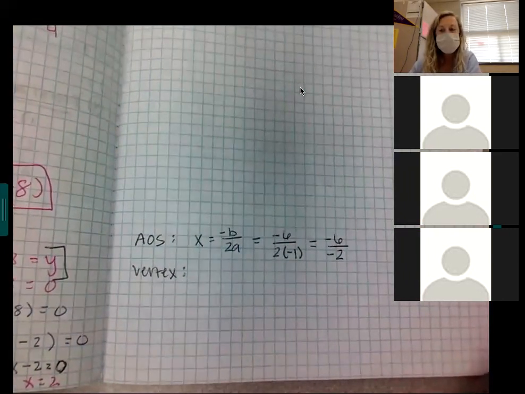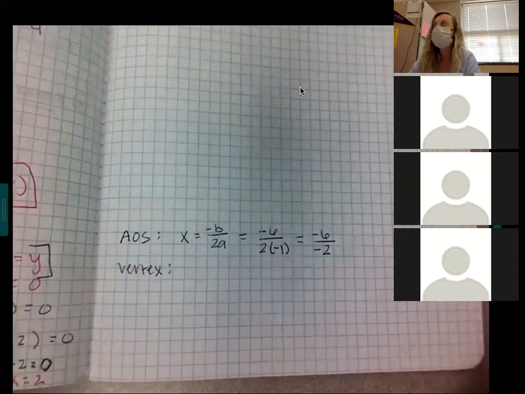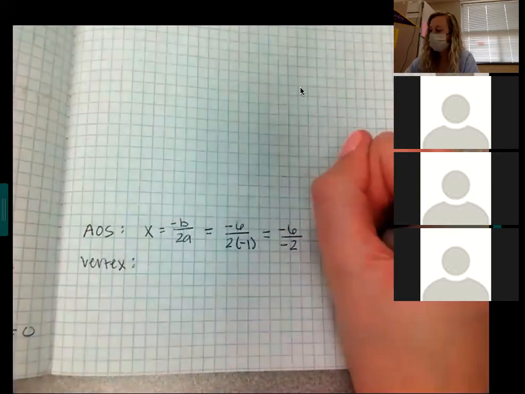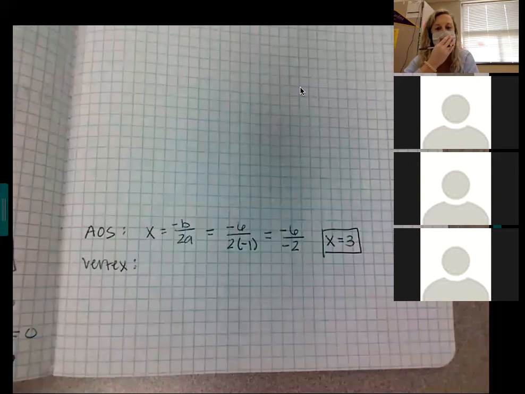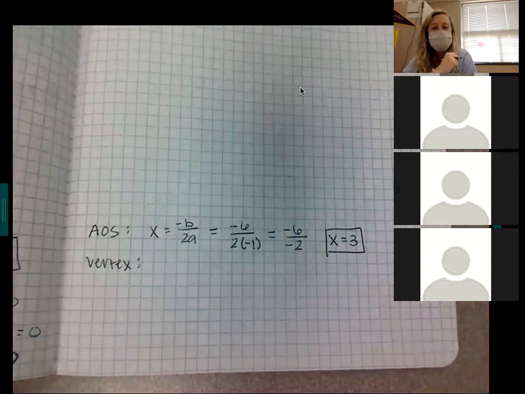So do y'all agree that's negative 6 over negative 2? So what's my axis of symmetry? There we go, 3. Are y'all good with that? Yes, ma'am. X equals 3. It's okay, I knew what you meant.